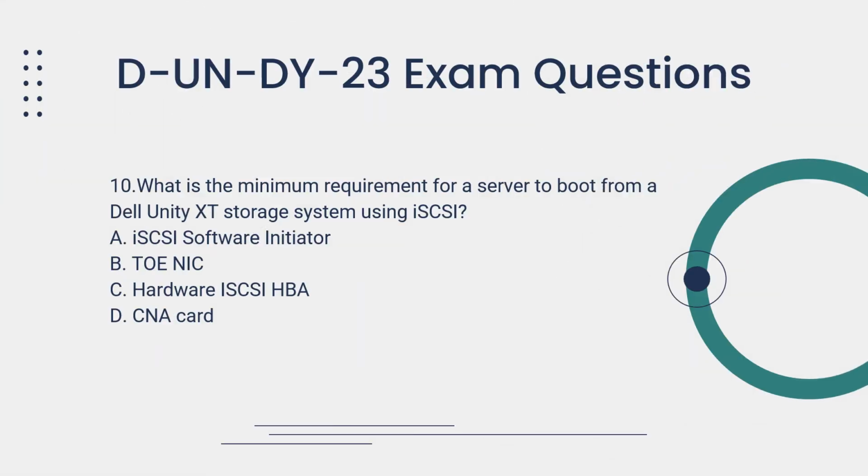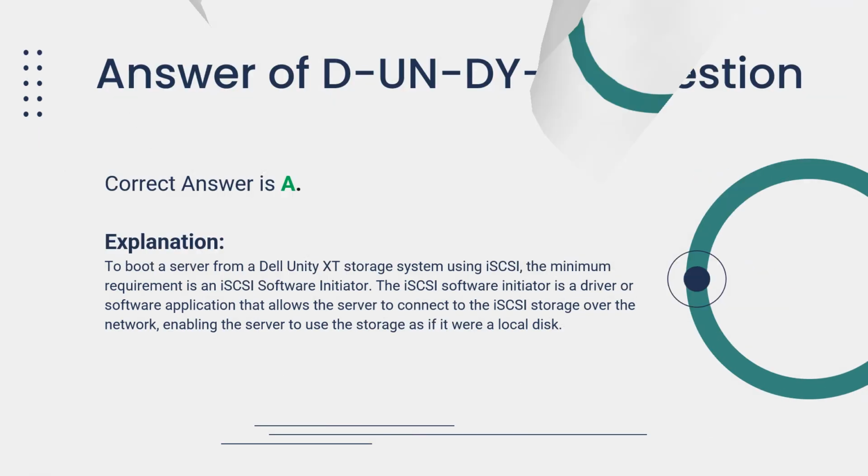What is the minimum requirement for a server to boot from a Dell Unity XT storage system using iSCSI? A. iSCSI Software Initiator. B. TOE NIC. C. Hardware iSCSI HBA. D. CNA card. Correct answer is A.